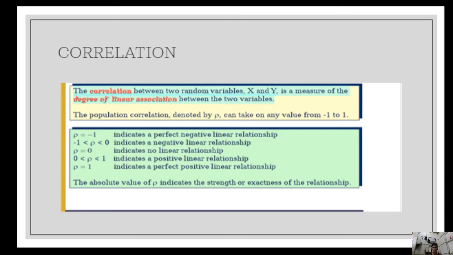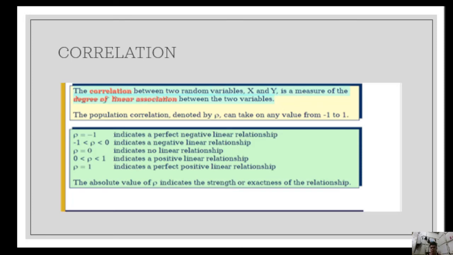The correlation between two random variables x and y is a measure of the degree of linear association between the two variables. The population correlation, denoted by rho, can take on values from -1 to 1.